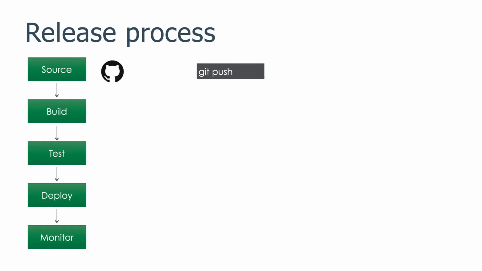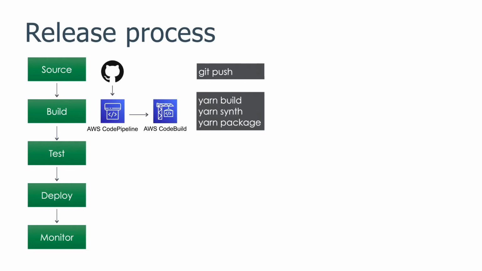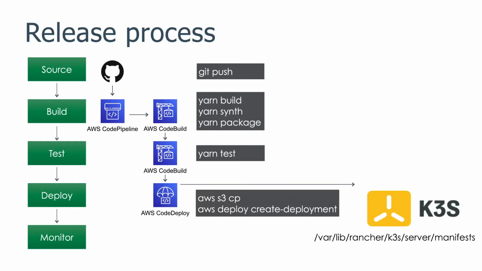So the source code is in Git. Merge to master triggers AWS CodePipeline using version 2 of the GitHub source action. Build and test stages happen in AWS CodeBuild. Then a zip file containing the manifests and the app spec file are uploaded to S3, and a deployment is created. So all I had to do was install the AWS CodeDeploy agent and K3s on my Raspberry Pi 4.